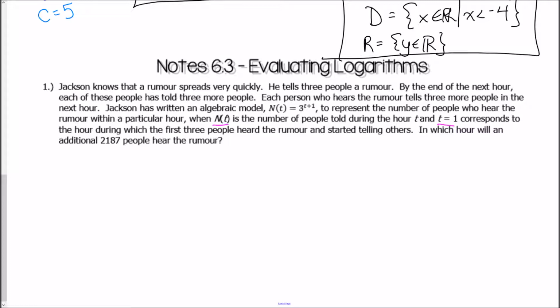So in which hour will an additional 2,187 people hear the rumor? So right here, I have my equation n of t is equal to 3 to the power of t plus 1, and we know that our n is 2,187. So that's 3 to the power of t plus 1. What I'm going to try to do right now is find what number is 2,187 if I were to have a base of 3. So let's go ahead and figure this out right here.